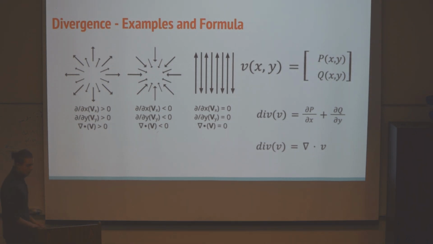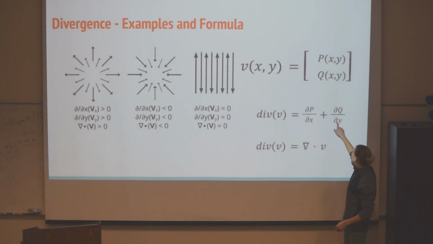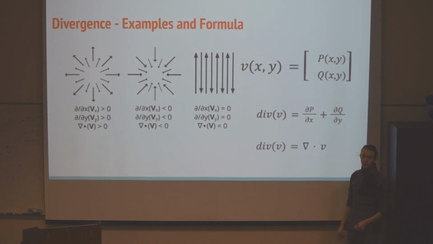And so the actual formula for my divergence is simply going to be this. I'm just going to have the rate of change of my x component, my vector, right? That's p of x, y. As I change my x, I'm going to be changing my x component, plus, as I change my y, I'm going to be changing my y component.